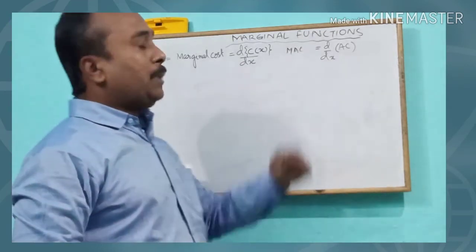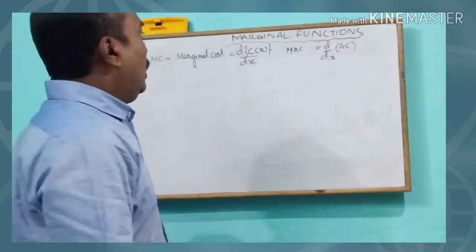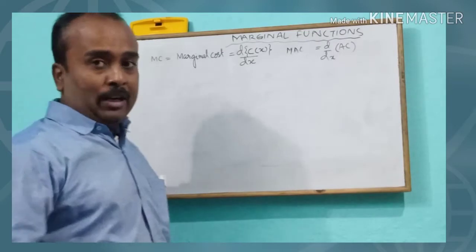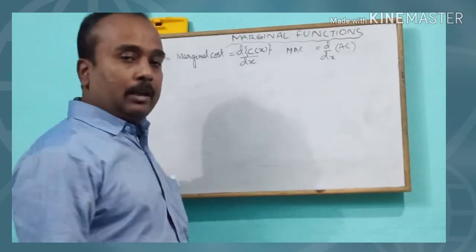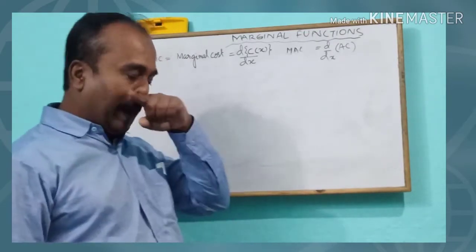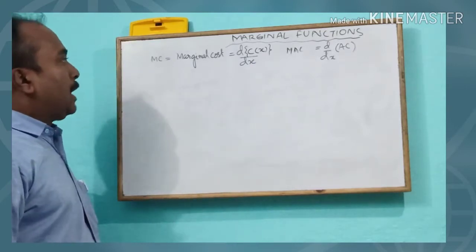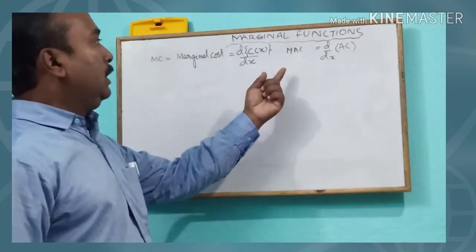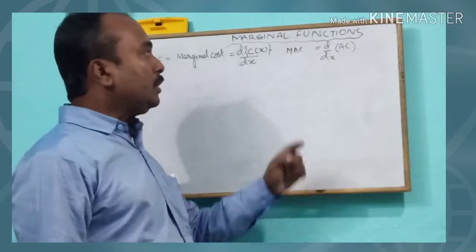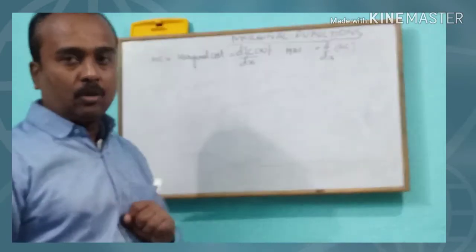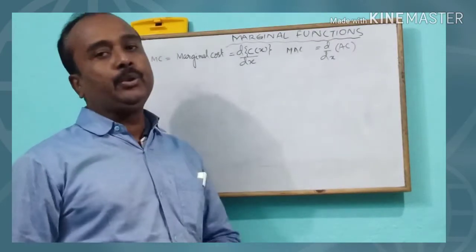Now let us understand the marginal functions. First of all, we have understood what is cost function, we have understood what is average cost function. Now let us understand marginal cost function and marginal average cost. Now, what is marginal cost? That should be a bit understood.